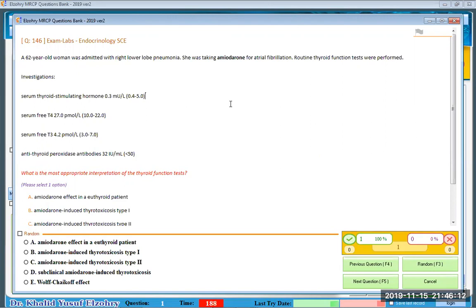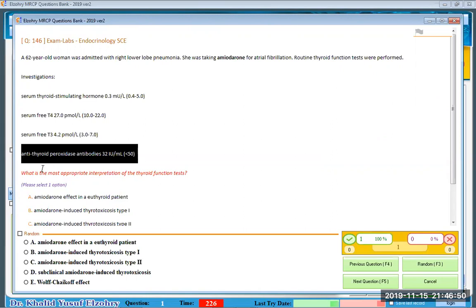The difference here: this is the same patient who was admitted with right lower lobe pneumonia. Antibody is negative, still negative. It is 32, and positive is more than 50. The patient is already on amiodarone for AF, and routine thyroid function tests were performed. TSH is low, but just 0.3. Free T4 is mildly elevated. Free T3, this is very important, is normal. Anti-TPO is negative.